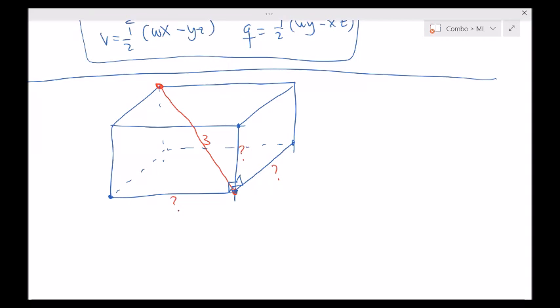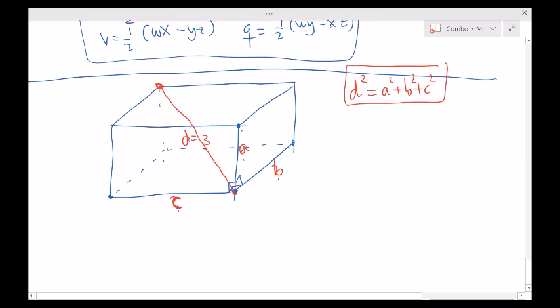Well, does everyone know the formula? D squared, the length of that space diagonal, is equal to, if a, b, c are the dimensions of the three sides, a squared plus b squared plus c squared, right? Why? Because you start with a squared plus c squared. Let's start with a squared plus c squared. This is a, this is c. So this thing is, because this is a right triangle here, a squared plus c squared.